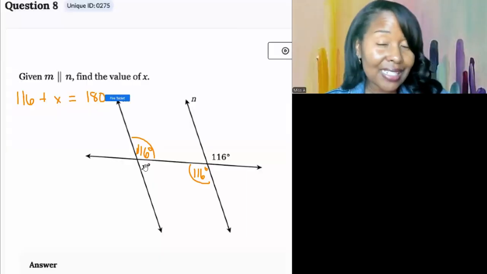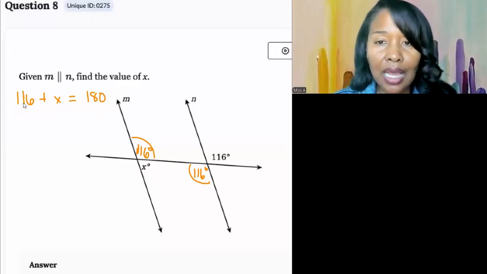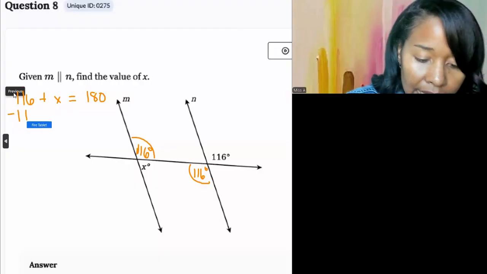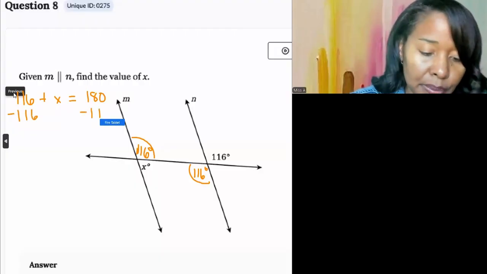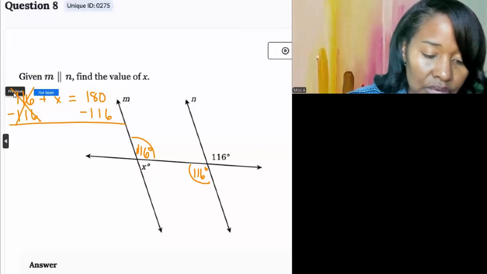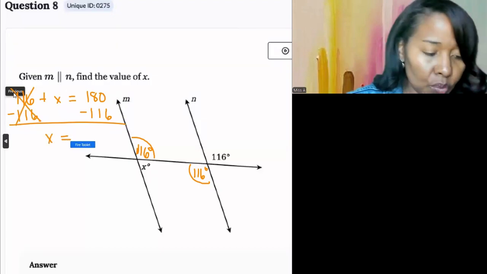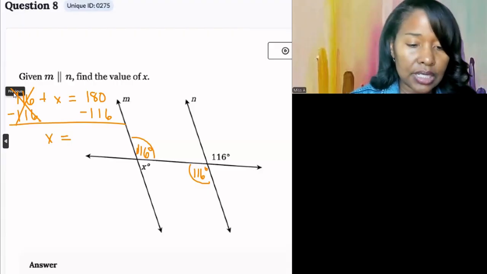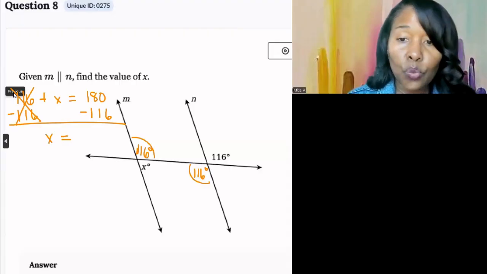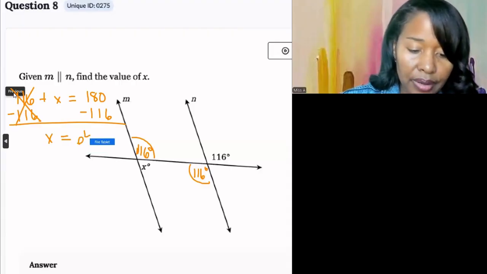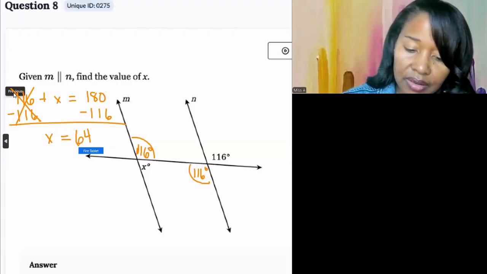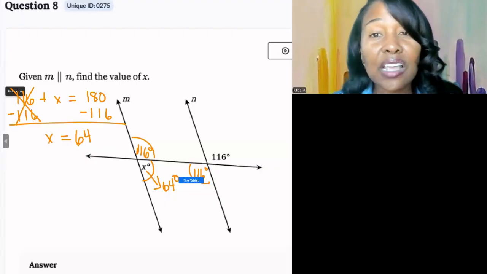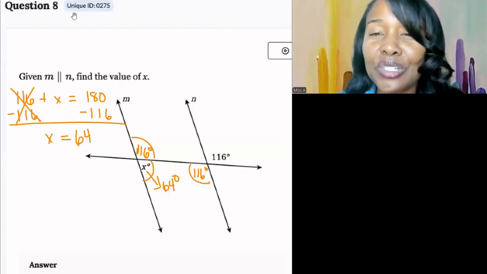In order to solve for X, I've got to get it all by itself. So I'm going to undo this adding of 116 by subtracting 116. And I have to do it to both sides of the equation to make sure it's balanced. These will cancel, leaving the X by itself. And then when you do the math, 180 degrees minus 116 degrees, what do we get? We get 64. So the value of this angle here is 64 degrees. X equals 64.